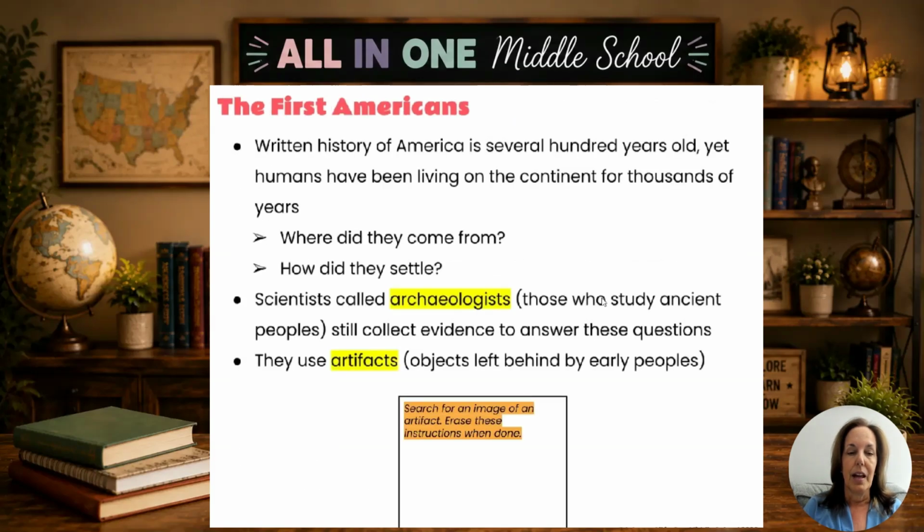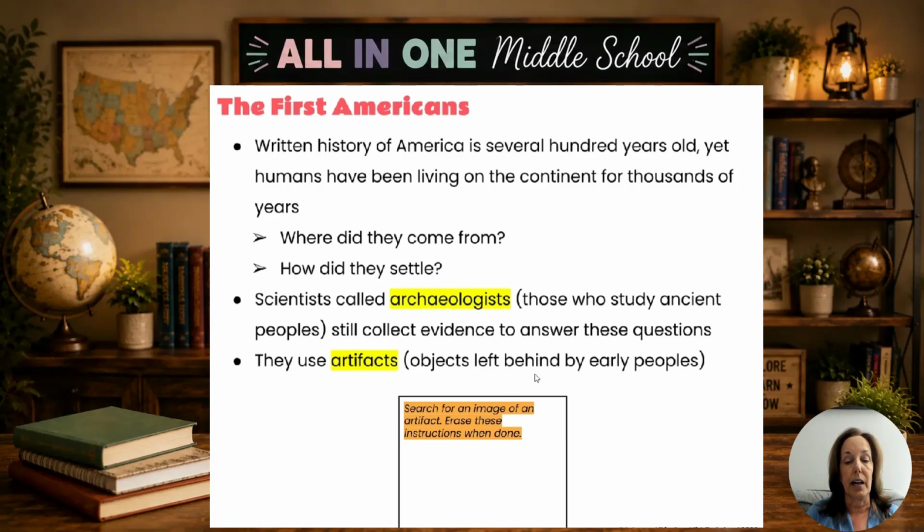Okay? So let's talk about the first Americans. Written history of America is several hundred years old, yet humans have been living on the continent for thousands of years. So where did they come from and how did they settle? Scientists called archaeologists, which are those who study ancient peoples, I have your vocab highlighted here, still collect evidence to answer these questions. They use artifacts, which are objects left behind by early peoples.